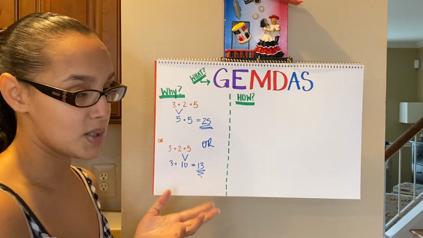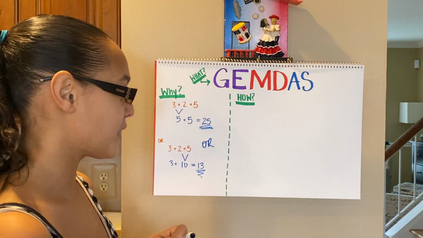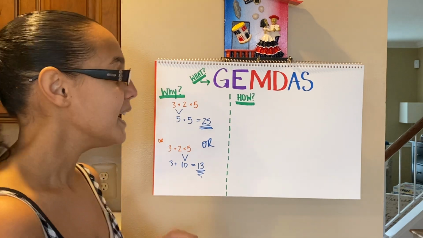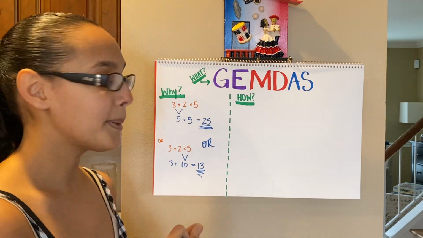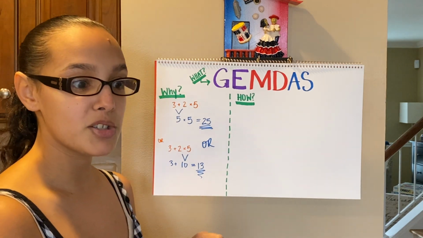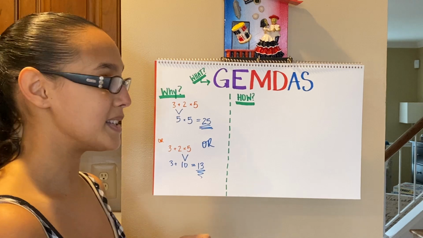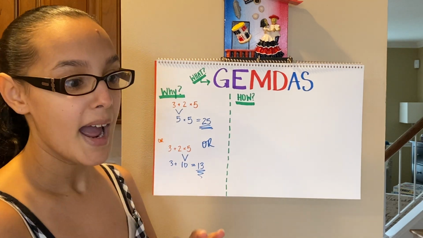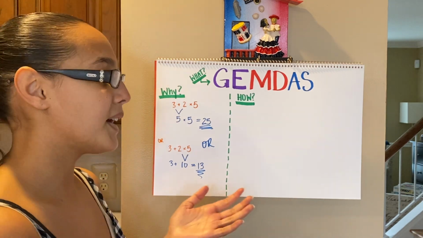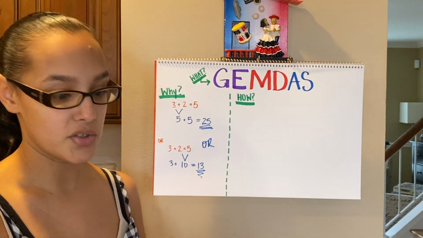So this is why it's important. We need to make sure that every mathematician in the world can get the same answer when we solve the same problem. Think about it like a science experiment. We want to make sure that our answers are reliable, which means that if Jaden solves a science problem or does an experiment, and then Mr. Rubin does it, they're going to get the same answer.